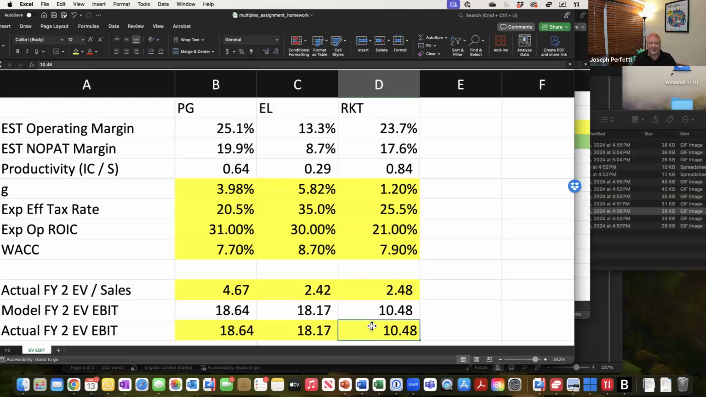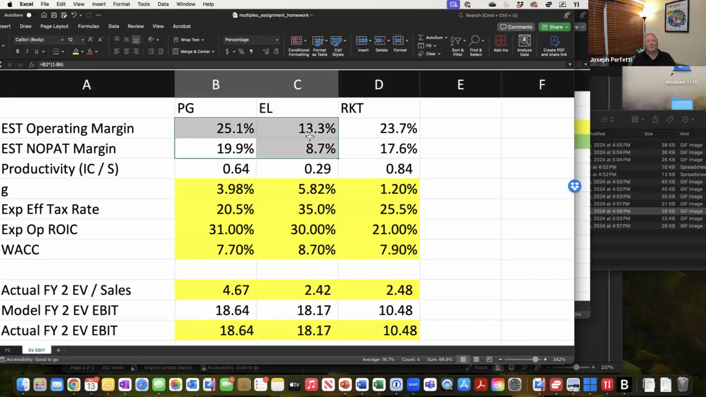In terms of EV to sales, why does Procter & Gamble have the highest EV to sales relative to Estee Lauder? Pretty clear between these two companies is the margin. Estee Lauder's margins are expected to be substantially lower than Procter & Gamble's. 13% operating margin pre-tax versus 25%, 9% after-tax operating margin, NOPAT, versus 20%. So even though Estee Lauder doesn't use as much capital to drive sales, 0.29 to 0.64, it's that high margin that is giving Procter & Gamble a high EV to sales. Let's pay a lot more for those sales.